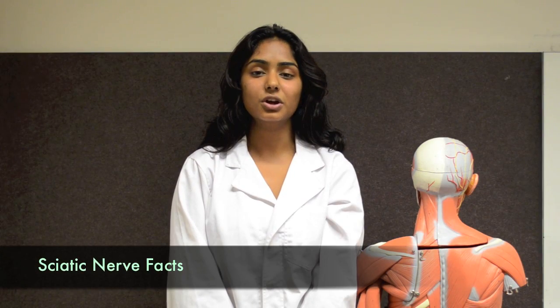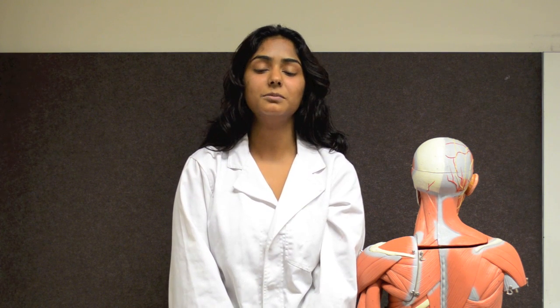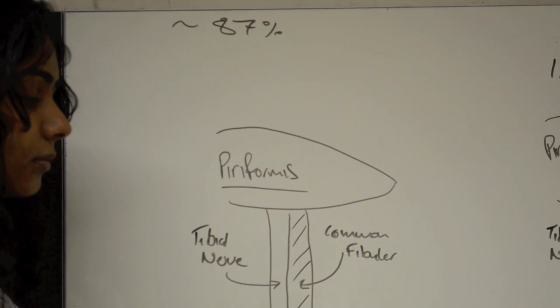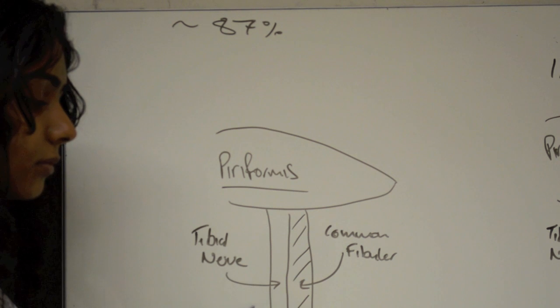Although the sciatic nerve is referred to as a single nerve, it is actually two nerves, the tibial and the common fibular, enclosed in a common sheath. The separation of these nerves usually occurs superior to the popliteal fossa. However, in approximately 13% of the population, the sciatic nerve bifurcates at the pelvic region. Most of these pelvic bifurcations occur inferior to the piriformis muscle.